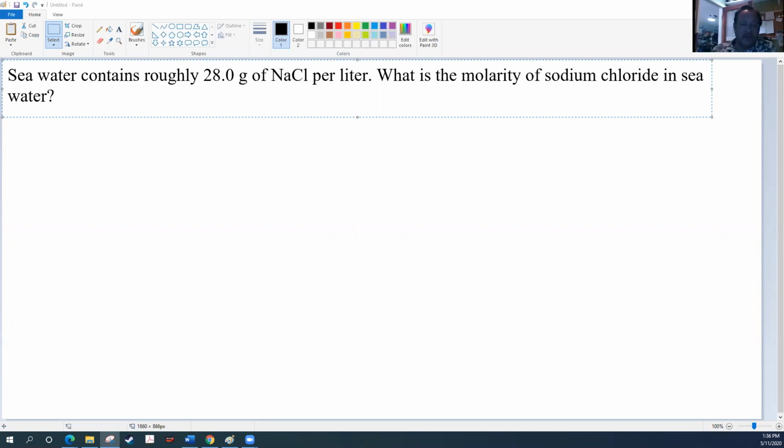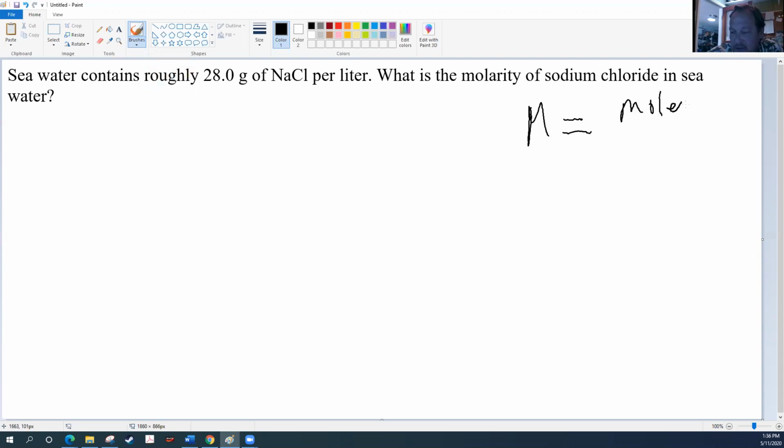Seawater contains roughly 28 grams of sodium chloride per liter. What is the molarity of sodium chloride in seawater? Okay, so for these types of problems, you are going to use two different formulas. One formula is the molarity formula. Molarity, my capital M there, equals moles of solute per liter of solution.